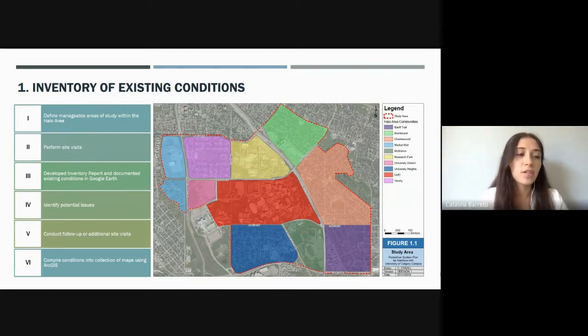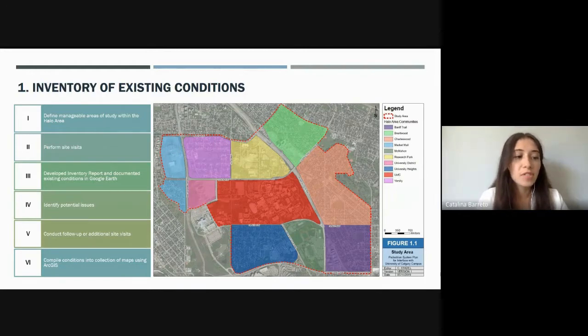Next, we began documenting the conditions in each community with a preliminary desktop review using Google Earth and Street View to find certain issues. And we followed that up with site visits to make sure things were up to date and pinpoint certain things that we couldn't find electronically.